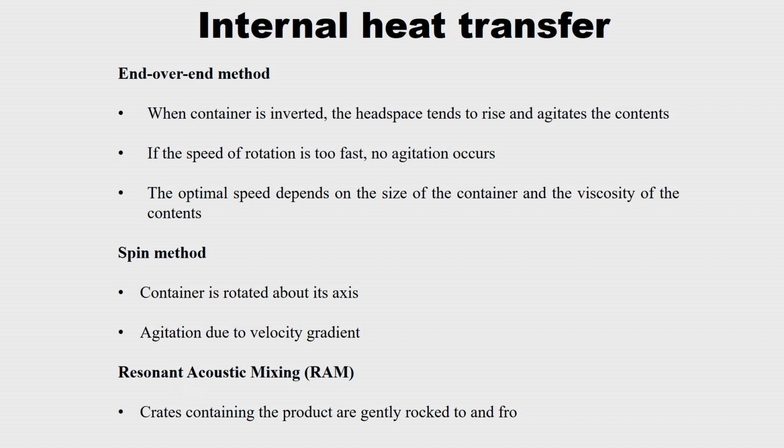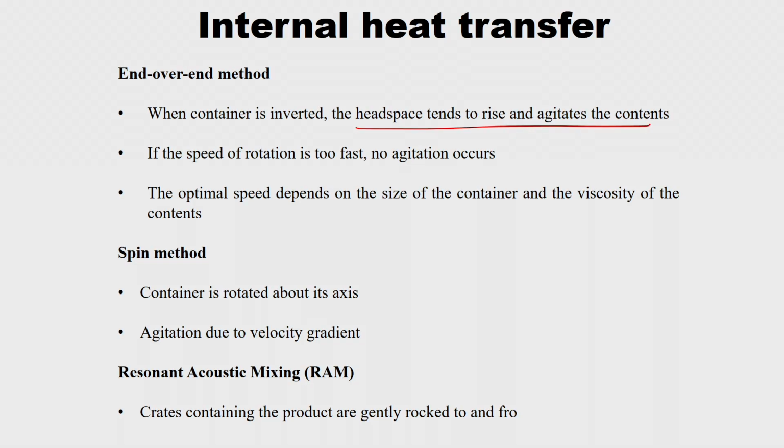The end over end method is nothing but I have a container which has food. What I will do is I will agitate like this, right. So, when you do, what happens? The liquid goes to the top, then it comes here, right. So, when the head space tends to rise and agitates the contents, if the speed of rotation is too fast, no agitation occurs. If I do it like this very fast, then it becomes stagnant, there will not be any agitation.